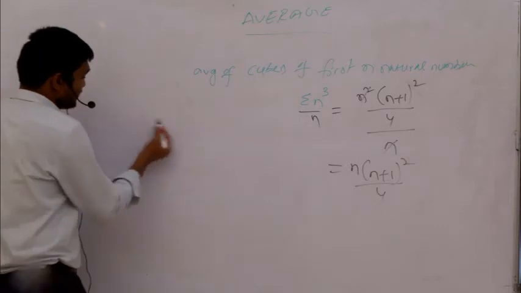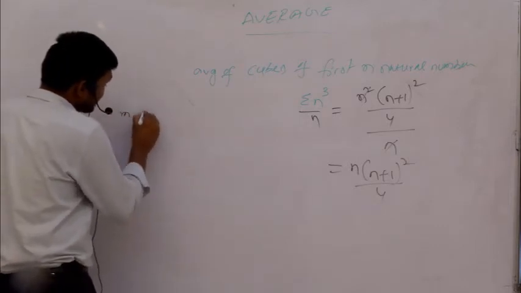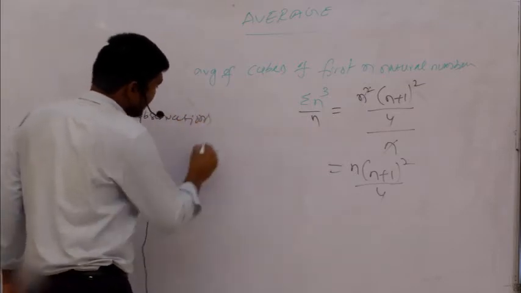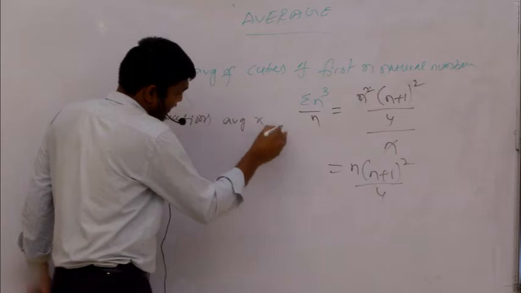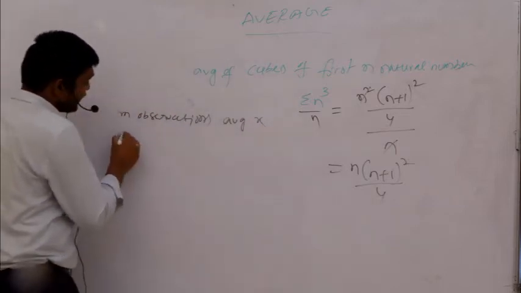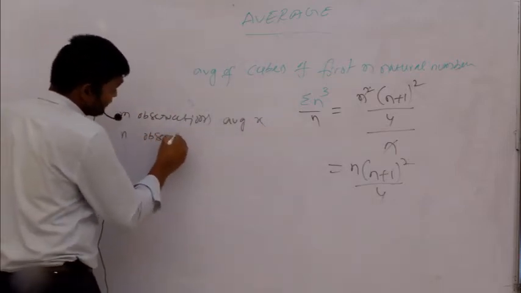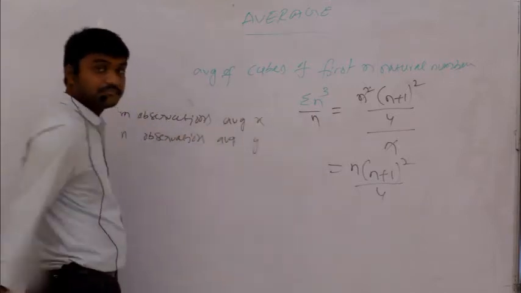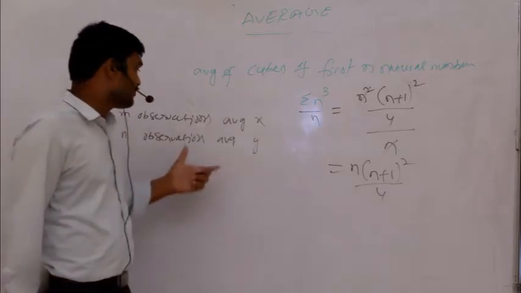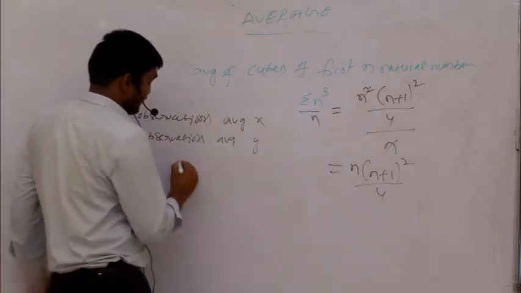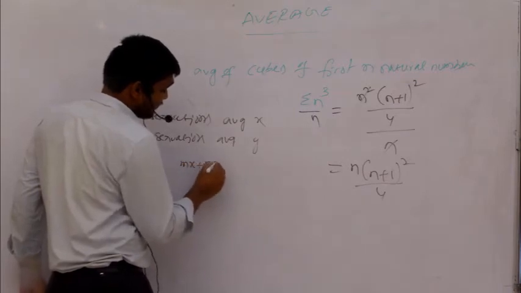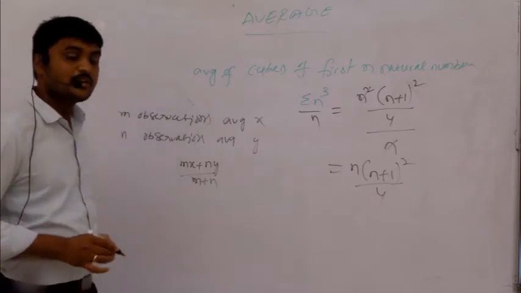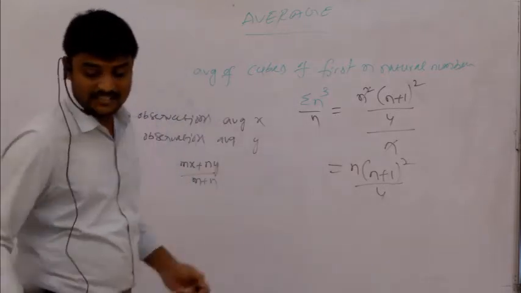So, then next, m observations average is x. n observations average is y. So, if you want average of the total, so mx plus ny by m plus n. So, then next, now we discuss problems.